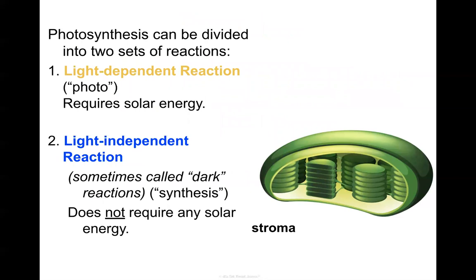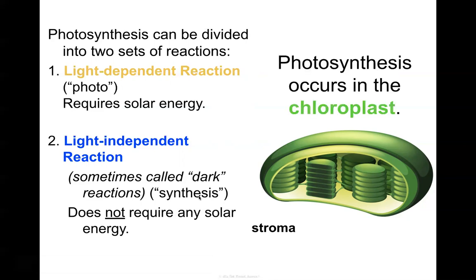Photosynthesis can be divided into 2 sets of reactions. The light-dependent reaction, this is the photo part of photosynthesis. Photo means light, and so for this part of the reaction, we need the light from the sun. This requires solar energy. The light-independent reaction, sometimes called the dark reaction, this is the synthesis part of photosynthesis. Synthesis means to create. What are we creating? We are creating glucose. And this does not require any solar energy. So 2 sets of reactions, light dependent or photo, and light independent or synthesis, okay?